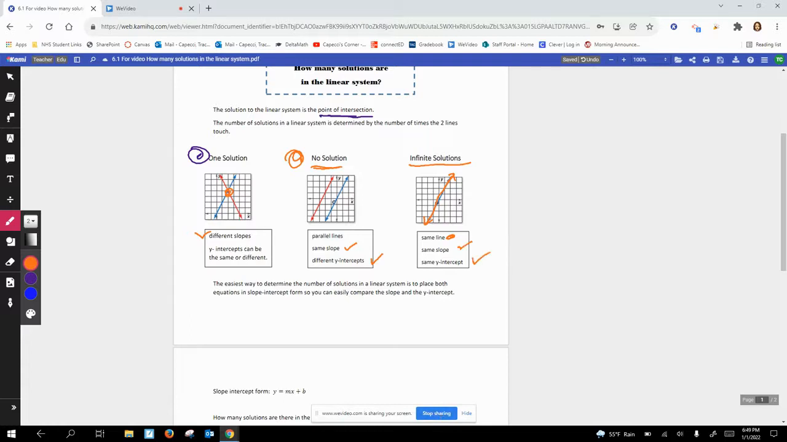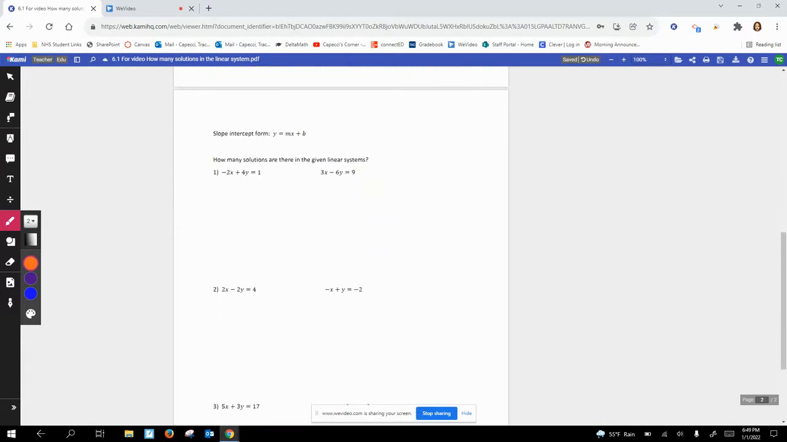So they're the same line, meaning if you put them in slope-intercept form, they have the same slope and the same y-intercept. So one thing that I kept saying over and over is the easiest way to determine the number of solutions in a linear system is to place them in slope-intercept form, because you need to compare the slope and the y-intercept. So now you could graph them once you have them in slope-intercept form and give a good visual for you, but you don't necessarily have to do that. So let's look at some examples.